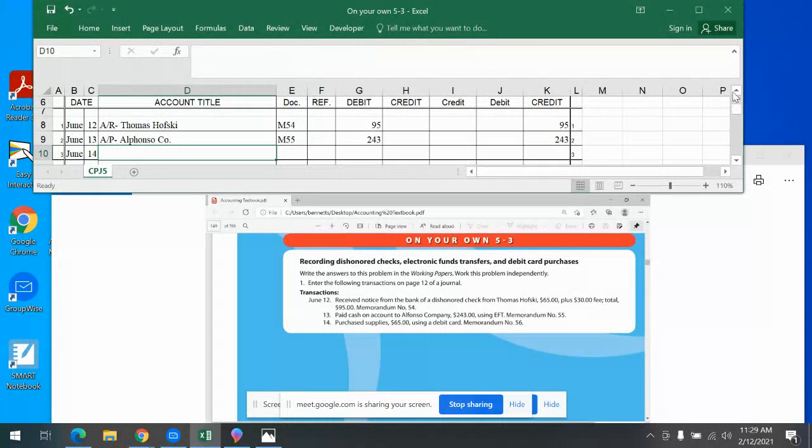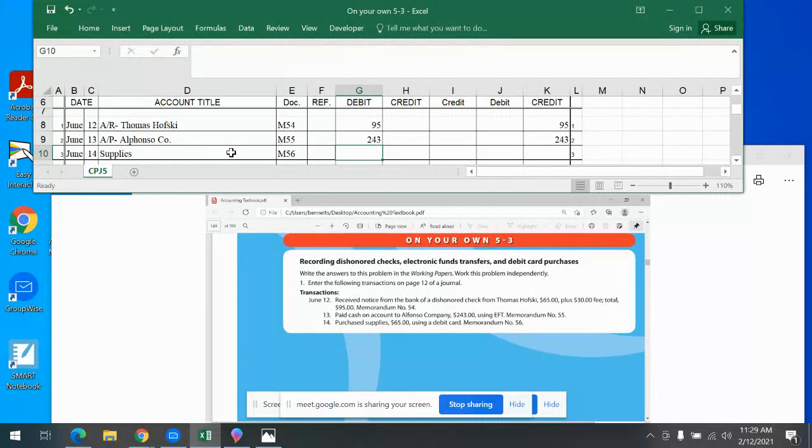Okay. Question for you, Jace. What's my account title going to be? Supplies is correct. Is there a document number? M56 is the correct answer. Very good.